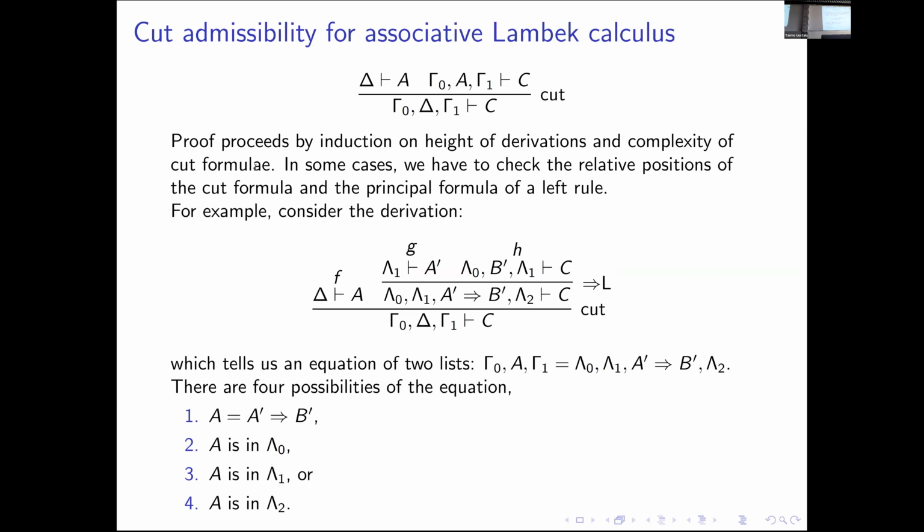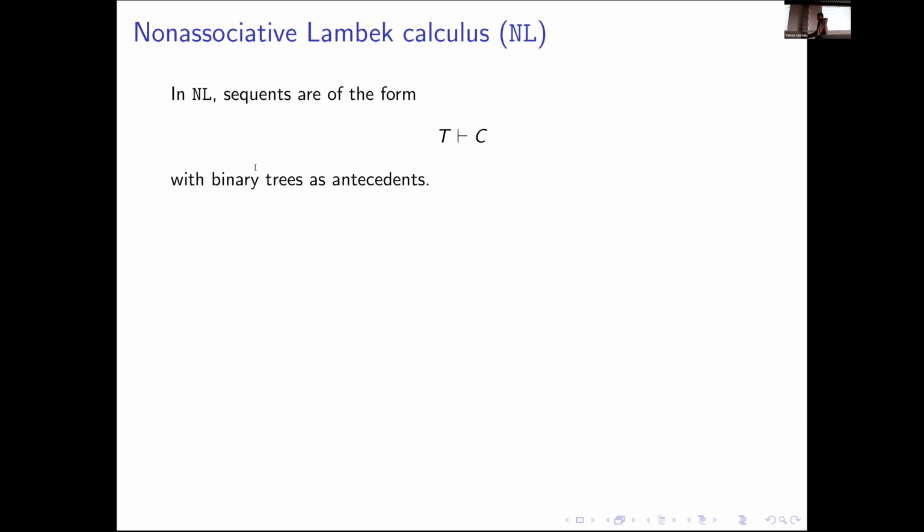So for example here, we consider that the right premise, the second premise, is the conclusion of an implication left rule, and this cut is applicable, which tells us an equation of two lists: Γ0, A, Γ1 is equal to Λ0, Λ1, A' implies B', and Λ2. Because A can be coming from here, A is somewhere in here, and then there are four possibilities of the equation, where A is this principal formula, or A is in Λ0, in Λ1, or in Λ2, which is pretty visible from the calculus.